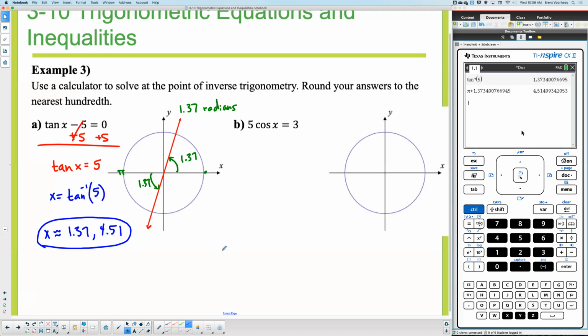All right, let's reload and do part B. First step up, how do I isolate this cosine? I'm trying to isolate x. I need to first isolate cosine. How do I do that? Divide by 5. So cosine x equals 3/5. I'm going to pause for a moment.